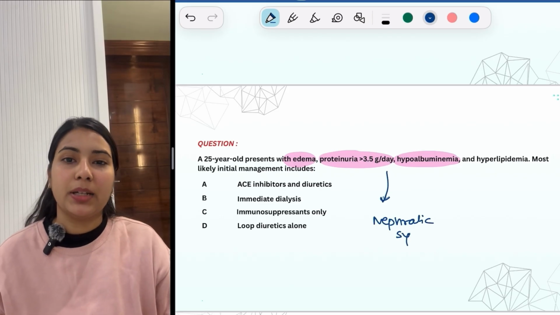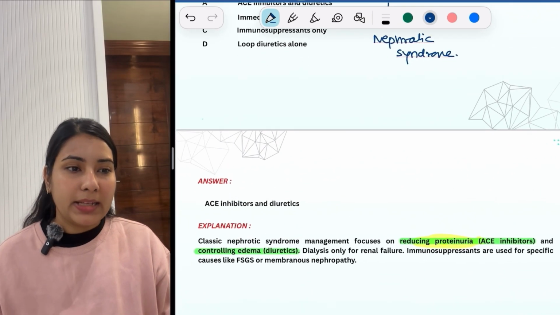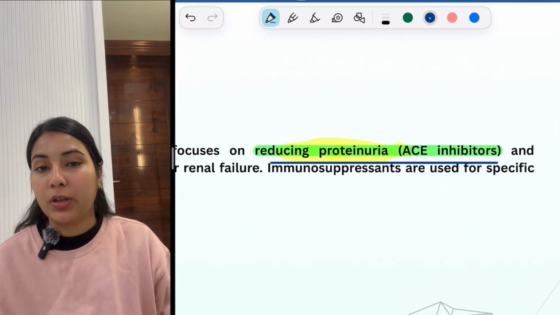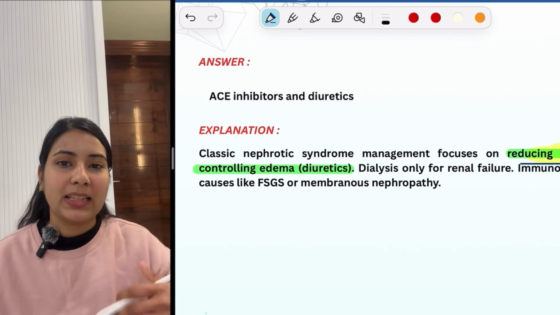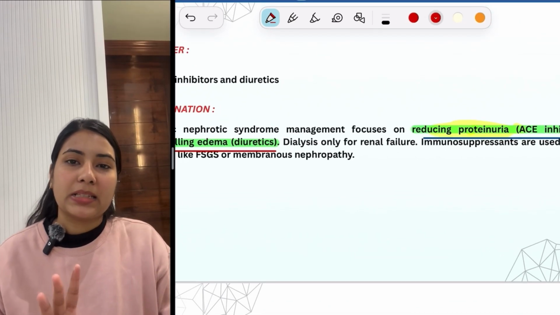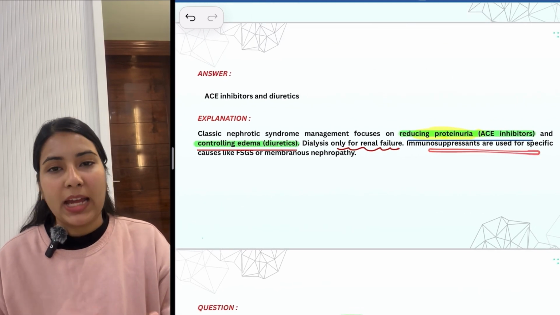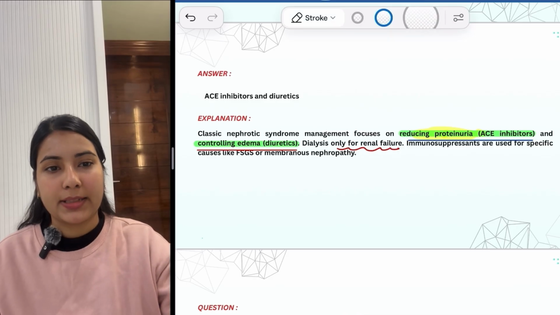In initial management, the answer is ACE inhibitors and diuretics. ACE inhibitors are given to reduce the proteinuria, and to reduce edema we give diuretics, right? Dialysis is done in the later stages when the kidney goes into renal failure. Immunosuppressants are used for specific causes like FSGS and membranous nephropathy, and not here, right? So the answer is ACE inhibitors and diuretics.